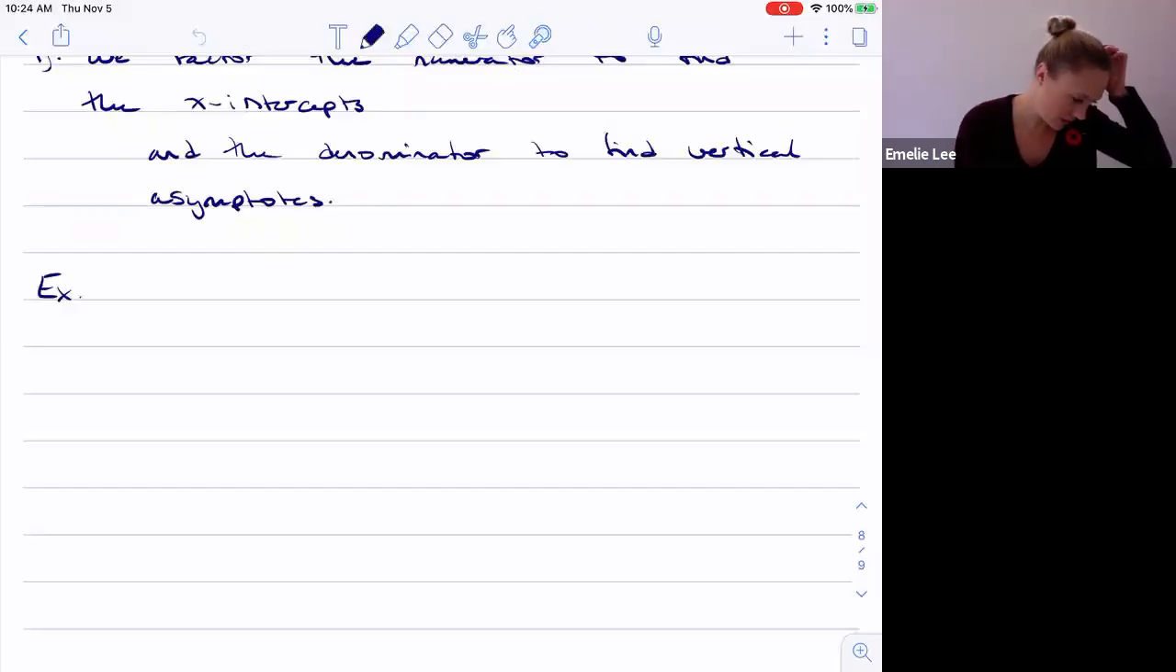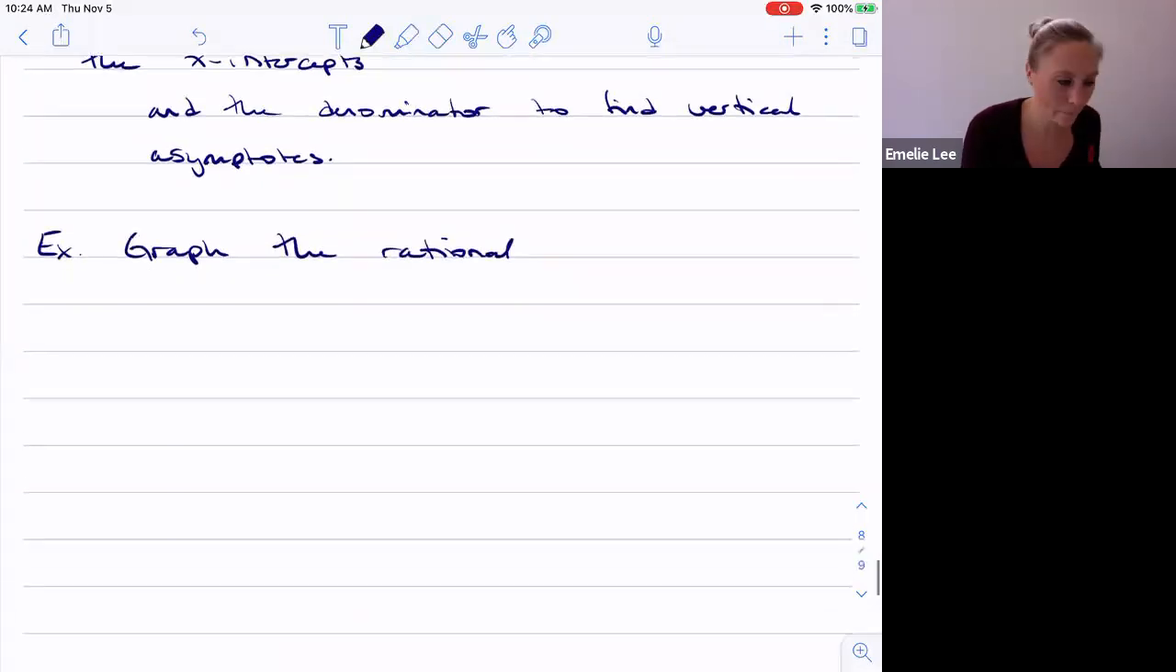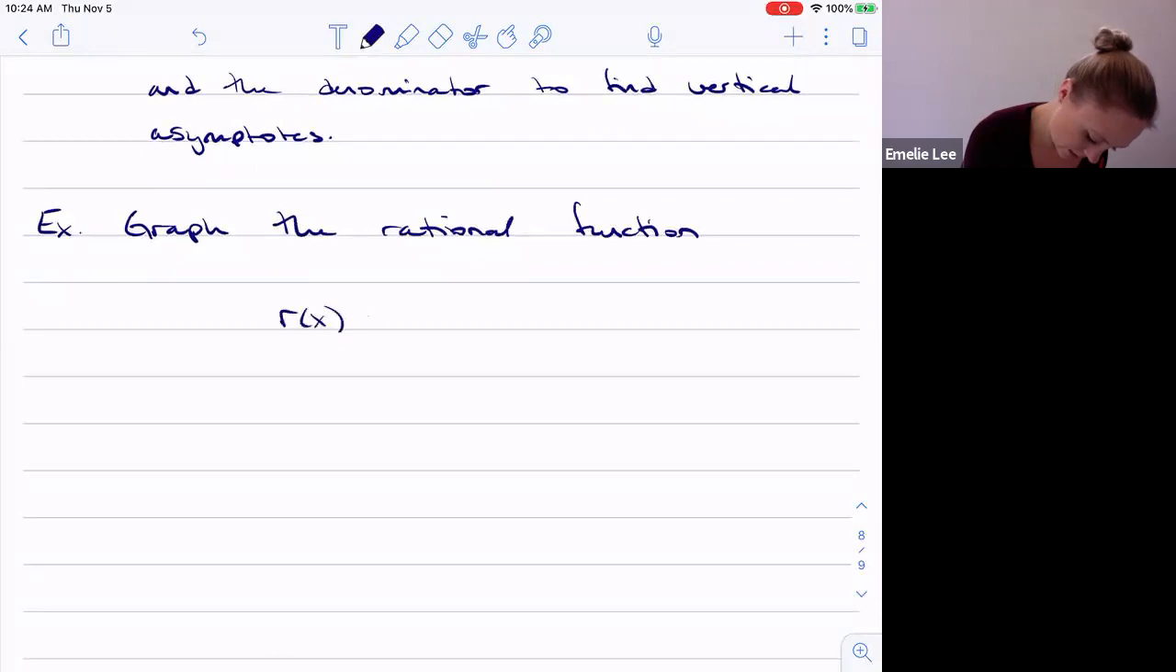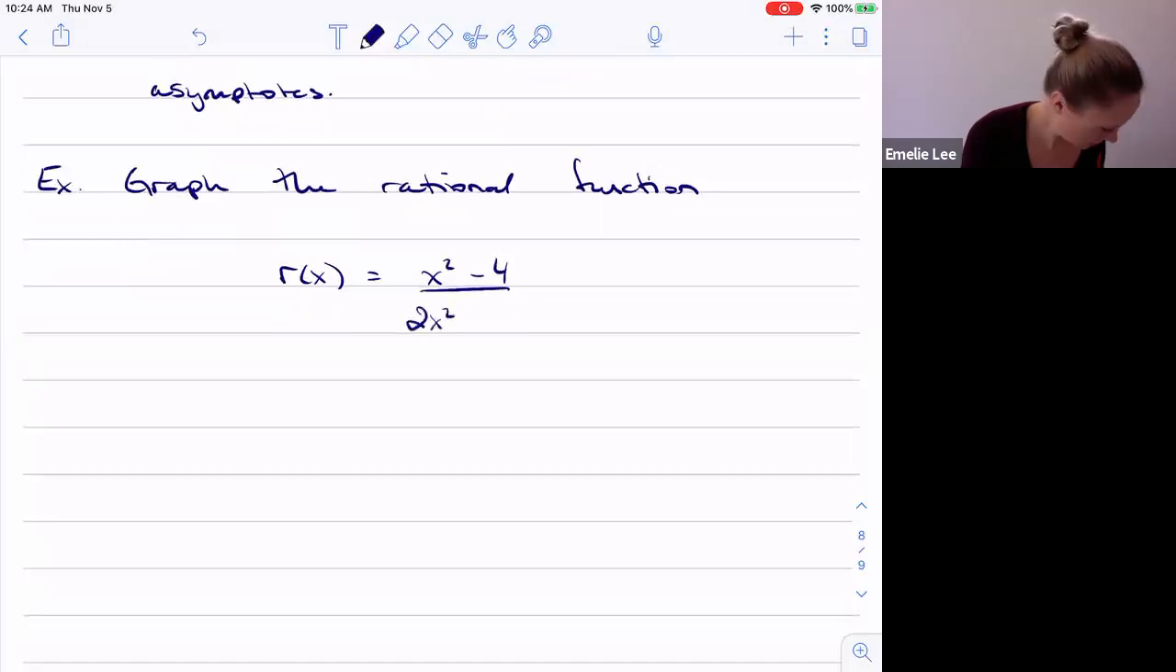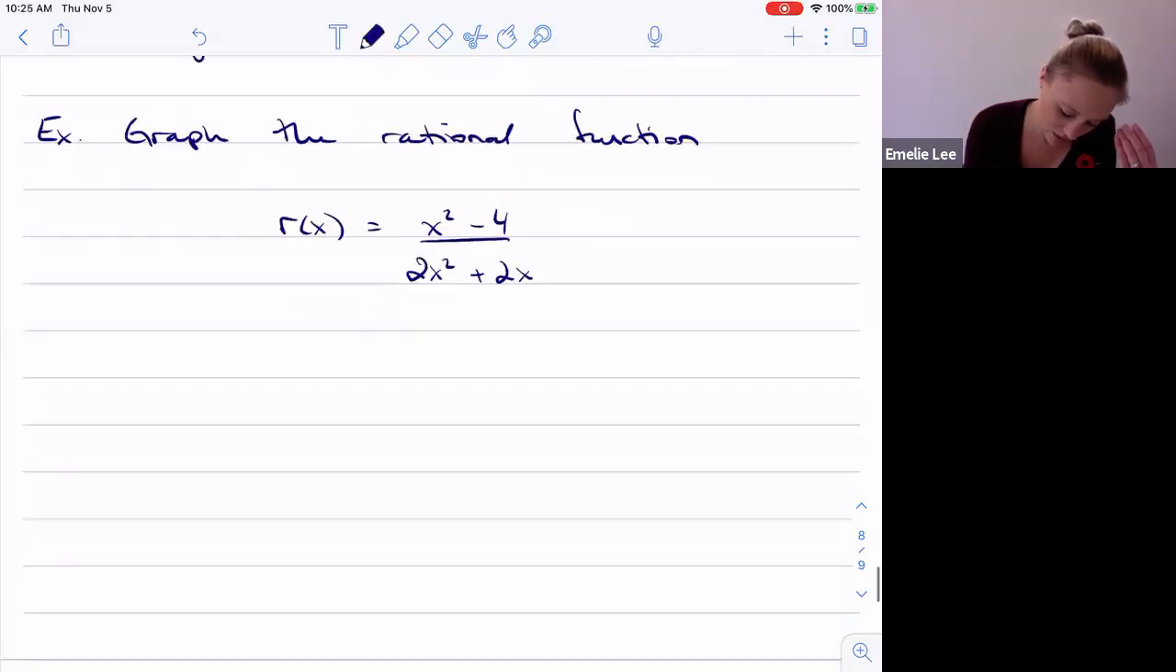All right, so if I get you to graph the rational function, r of x is x squared minus 4 over 2x squared plus 2x. Okay. So we can notice some things, right? We've got a degree 2 over a degree 2, right? So, okay, we'll just keep that on the back burner, right? And the first thing we're gonna do is we're gonna factor this thing out.